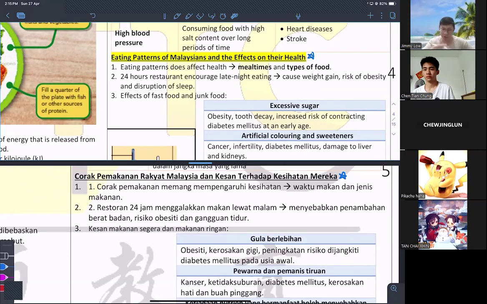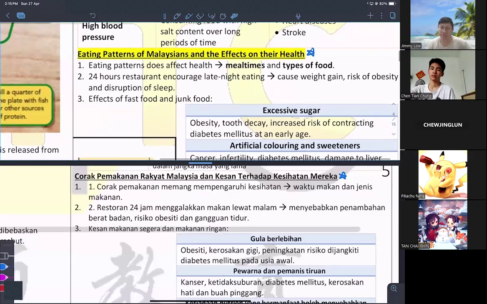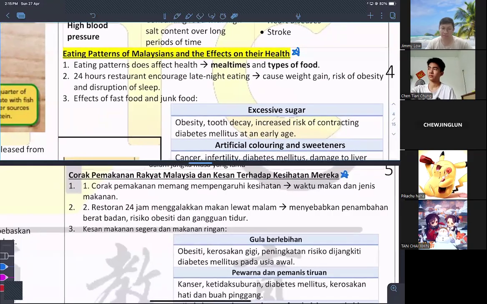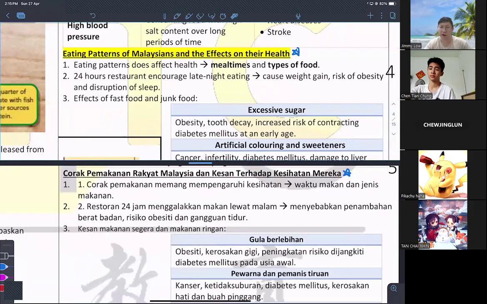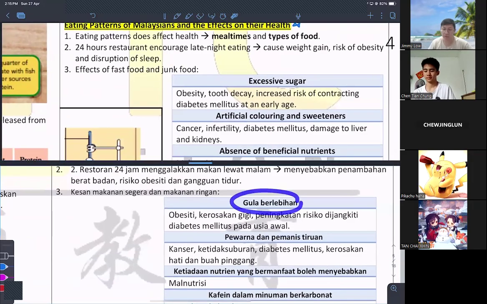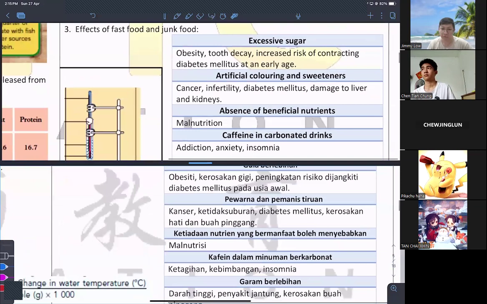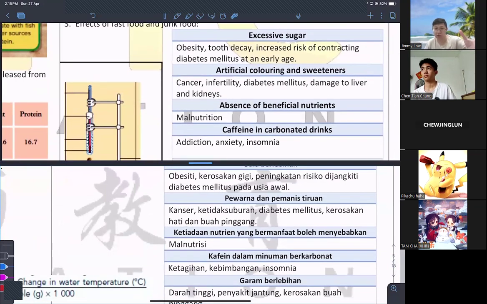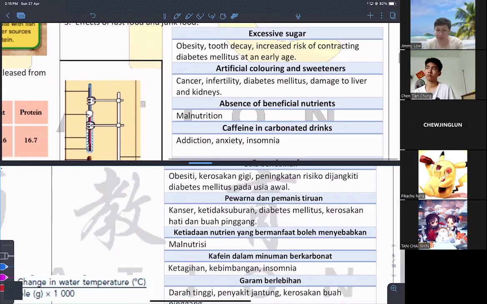From here the question will ask you: nowadays, people are having mamak culture in Malaysia, where the mamak is open for 24 hours. So which reasons or factors are going to affect the eating pattern among Malaysians? You have to say the reasons here, why mamak is not good for our health. You have to say it's because of the artificial colorings and all the stuff here. Give some examples.